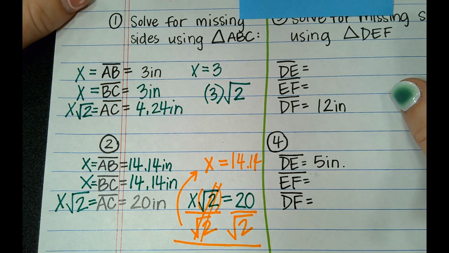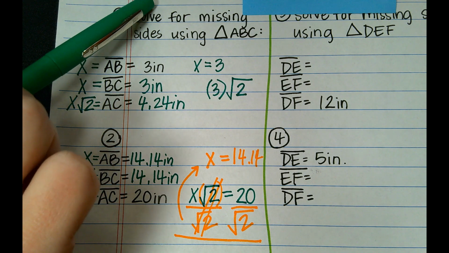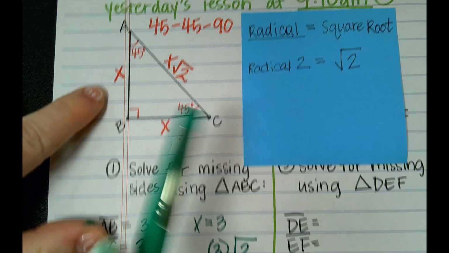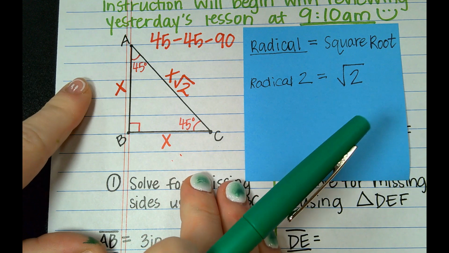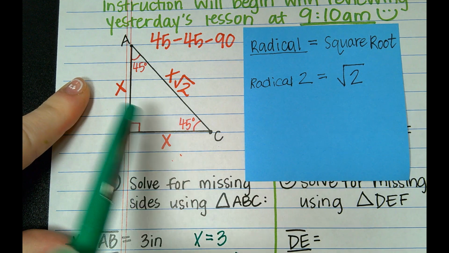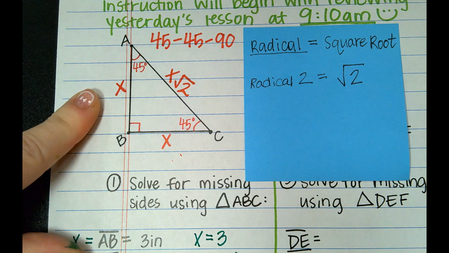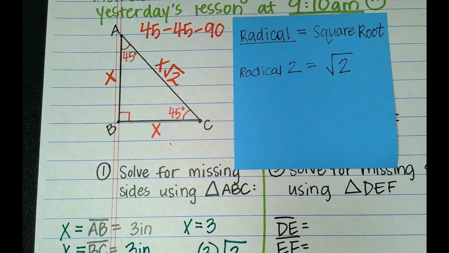Okay. Yes, Rhonda. Will it always be radical 2 on the longest side? Yes. For a 45, 45, 90 triangle, that will never change. So this picture that we have is a really good thing to keep in your notes, because on every 45, 45, 90 triangle, it will always be like this. Okay.